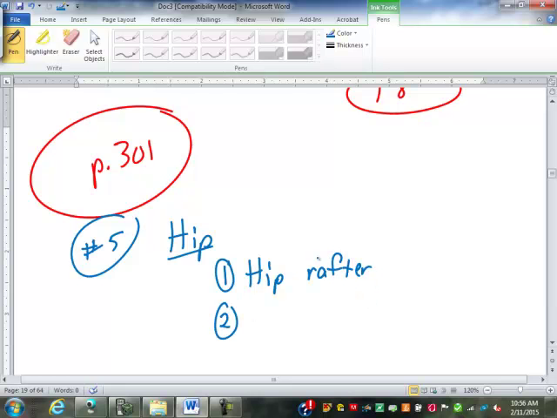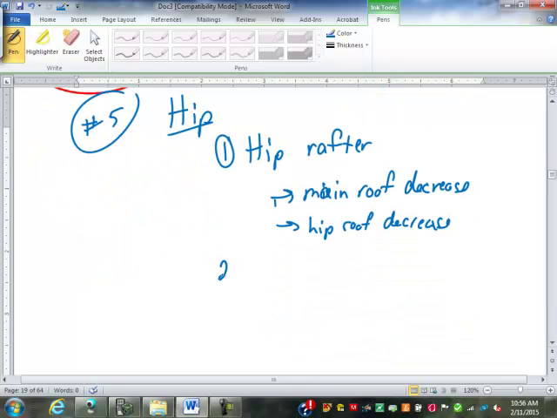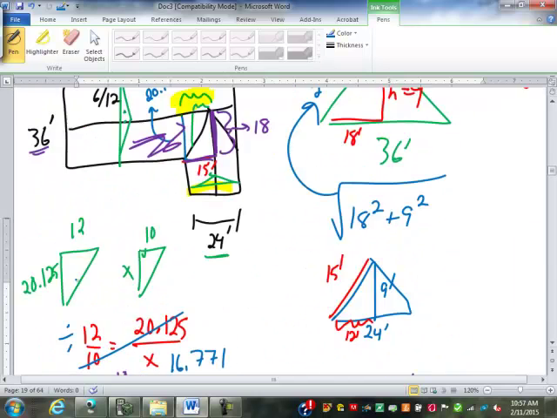I want you to find the main roof decrease for the hip, and the hip roof decrease, which should be pretty easy on this one, and I'll let you guys figure out why. Then for the valley, I'm not going to make you find the valley rafter, but I do want you to find the main roof decrease in the jacks and the L roof decrease in the jacks. You guys all know what I mean by the L, right? That's the little part that sticks out the side of the house. This thing is the L.